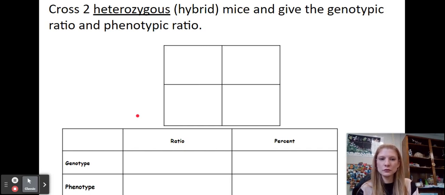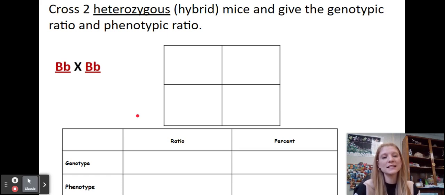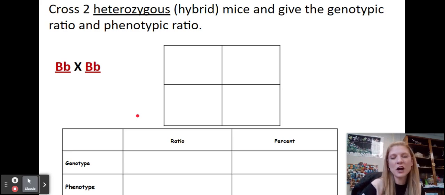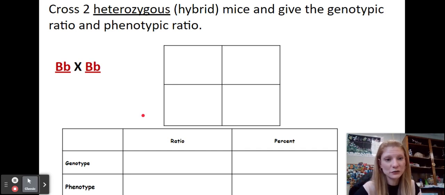Let's cross 2 heterozygous mice. Yep, this is the next one. 2 heterozygous mice and give the genotypic and phenotypic ratios. In this case, it doesn't matter which one's male, female, because they both have the same genotype. And if they're both heterozygous, it means that they both have a dominant and a recessive. So we can make some predictions that some of the offspring will probably get both capital letters. We can also predict that some of the offspring will probably get 2 lowercase letters. So we're going to have a combination of all different genotypes here.